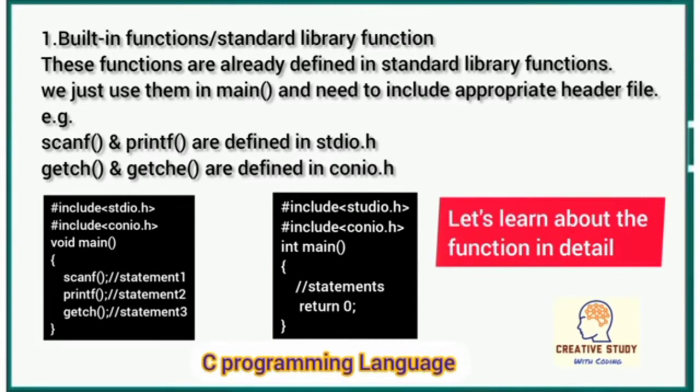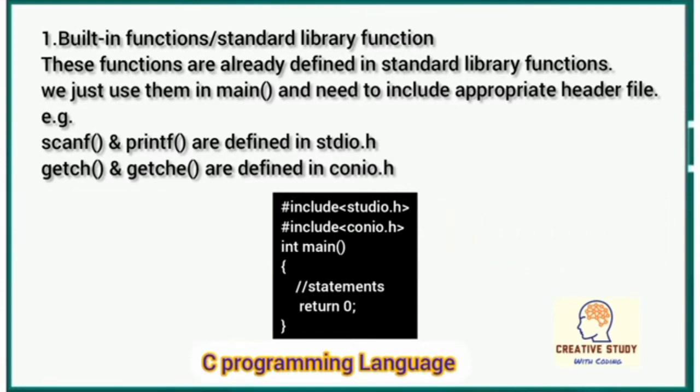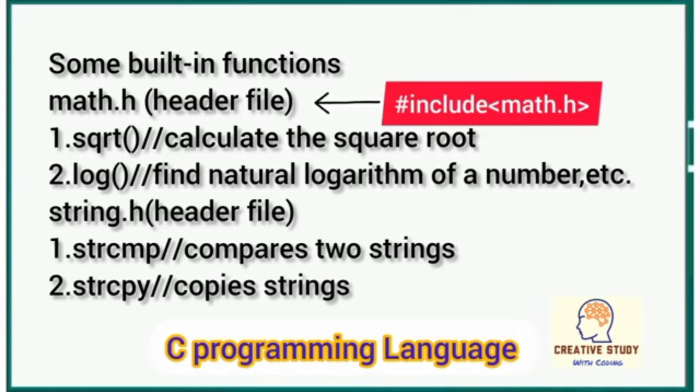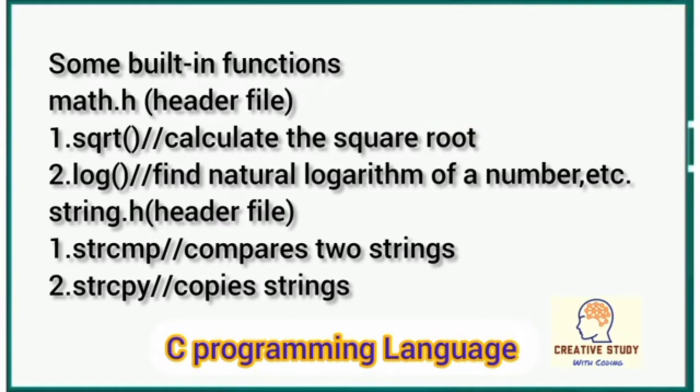Let's learn about the function in detail. See some built-in functions. For calculating square root and log, we'll have to include math.h header file in the program, and sqrt is used to calculate the square root and log is used to find natural logarithm of a number. And for a string, we'll have to include string.h header file in the program, where strcmp is used to compare two strings and strcpy is used to copy two strings.